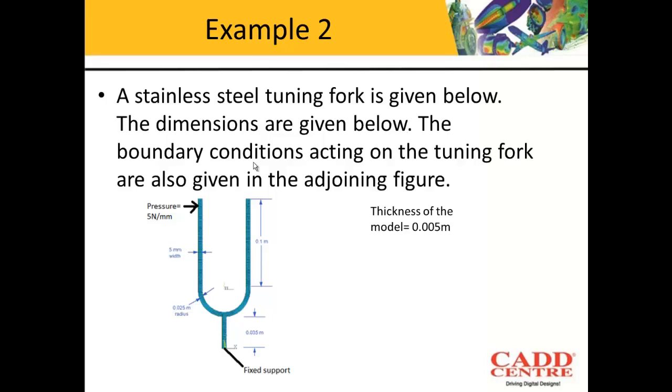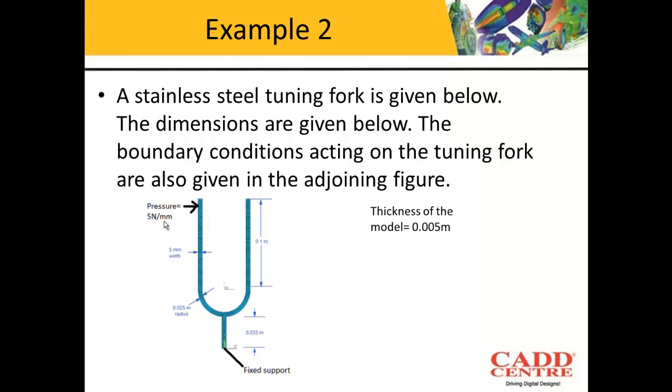So the next example that we are going to start with is a 2D problem. It is an example of a stainless steel tuning fork, and the dimensions of the tuning fork are given below. The boundary conditions that are acting on the tuning fork are given here in the image. The bottom side of the tuning fork is fixed, and there's a pressure acting on this edge, and the value of the pressure is 5 Newton per millimeter.